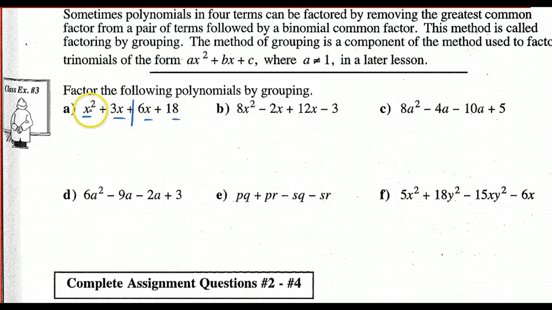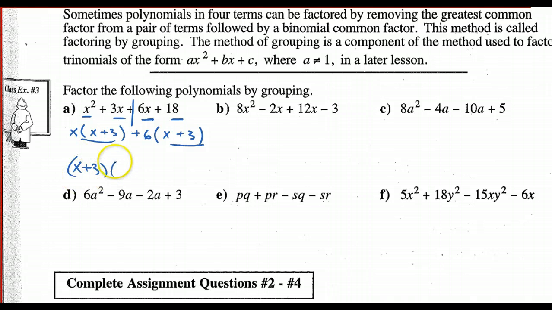So what's common to both x squared and 3x? Well, that's an x. What's left is x plus 3. And now we're going to do the right side separately. So what's common to 6x and 18? Well, a positive 6 is common. What's left is x plus 3. And look at this. I have a common binomial which I can pull out now and completely factor this polynomial here. Okay, let's do a couple more examples.